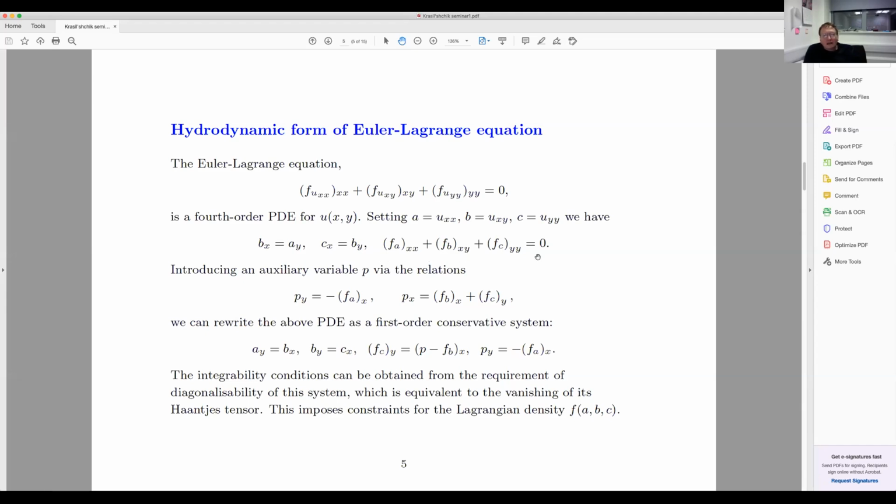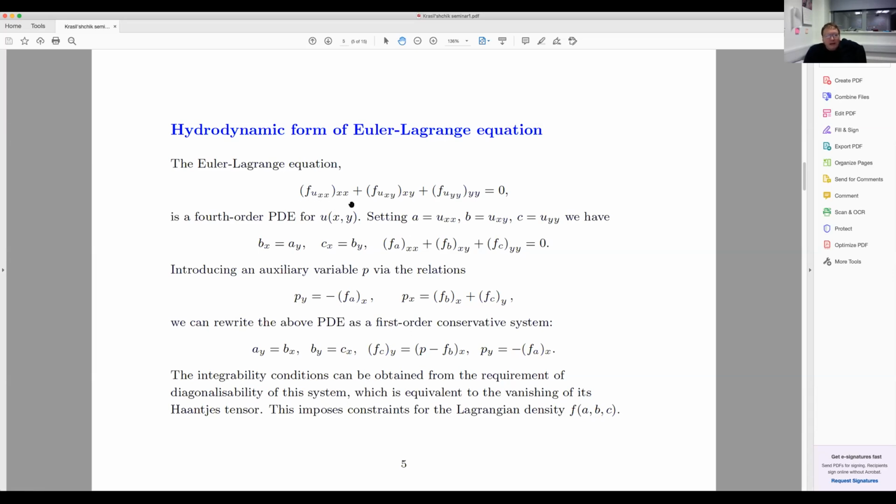So I can make this system fully first order, a four component first order system, a system of hydrodynamic type. To do this, I introduce an extra dependent variable p, a new dependent variable. And I introduce it using this last equation. So p_y equals minus F_ax, and p_x equals F_bx plus F_c differentiated by y. If you cross-differentiate these two relations, you get this. So using this last equation, I can introduce p.